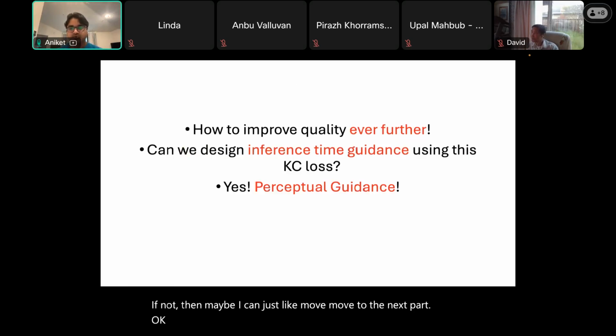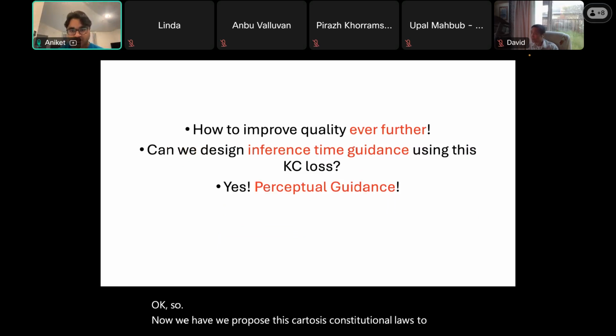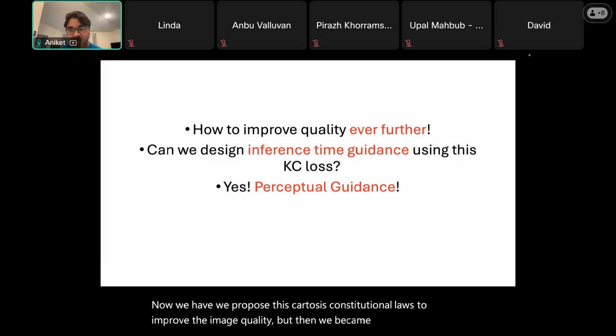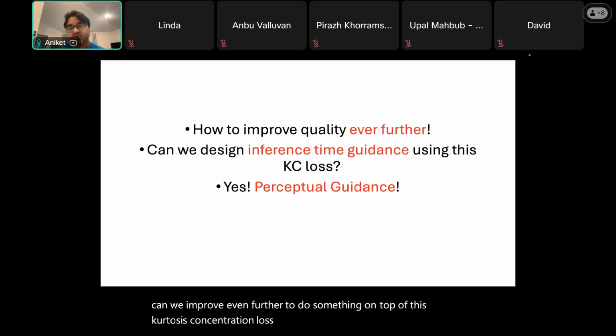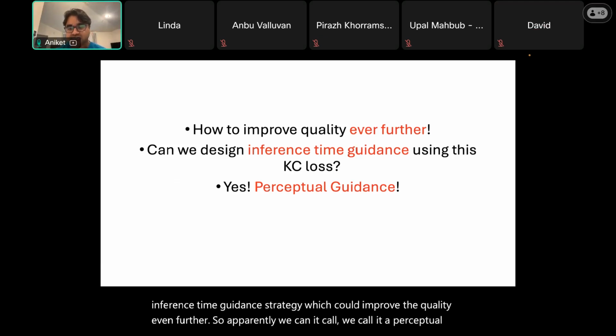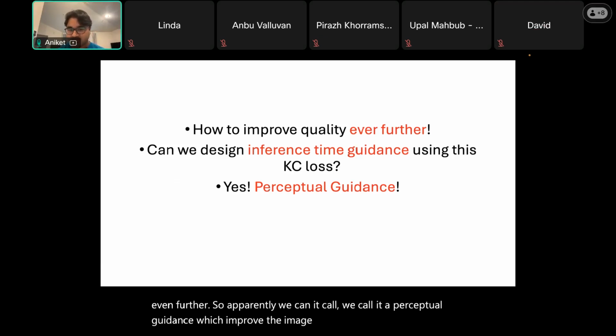So now we propose this kurtosis concentration loss to improve the image quality, but then we became more greedy. Can we improve even further, to do something on top of this kurtosis concentration loss? Specifically, can we design some inference time guidance strategy which could improve the quality even further? Apparently we can. We call it perceptual guidance, which improves the image quality even further with the guidance of kurtosis concentration loss.